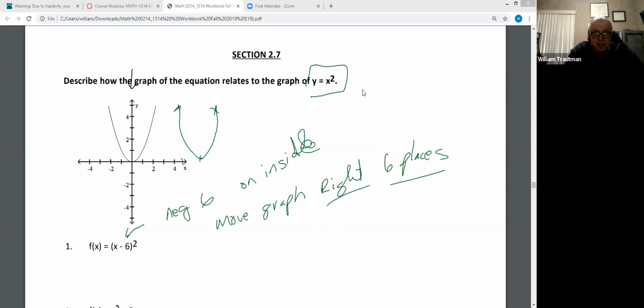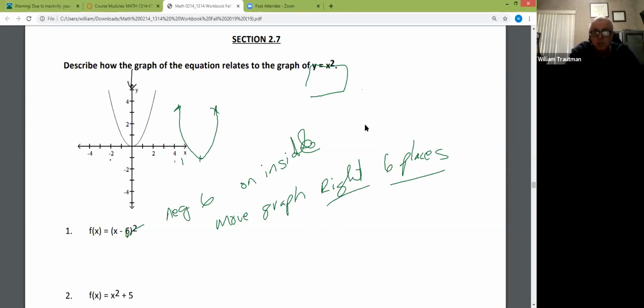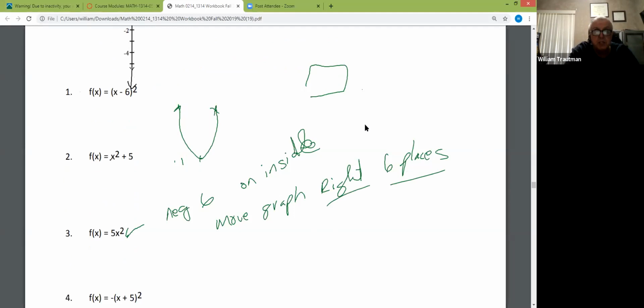Uh-oh, something's going on. My computer's making a lot of noise.